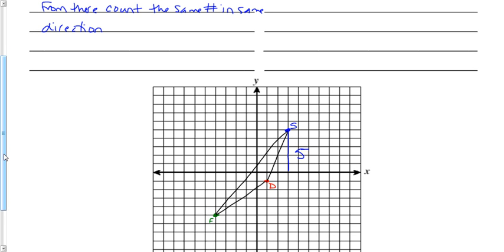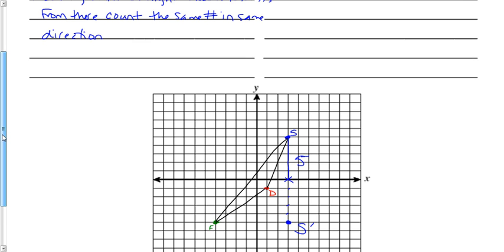Again, I'm scrolling down a little bit. So I ended up right here where that X is. I'm going to keep going down 5. 1, 2, 3, 4, 5. So this point is my new S, S prime. Now I'm going to do the same thing. Let's move on to D.